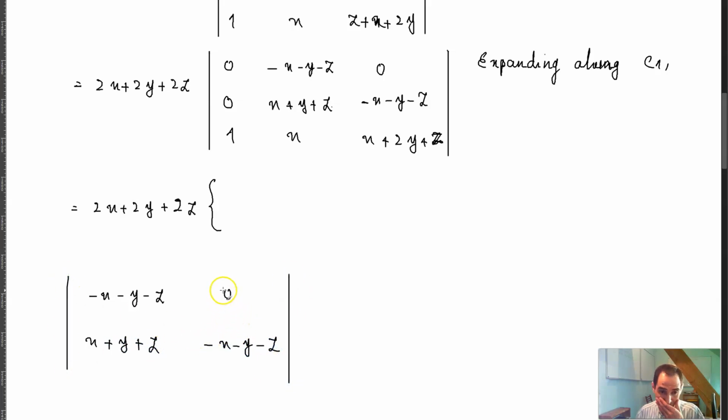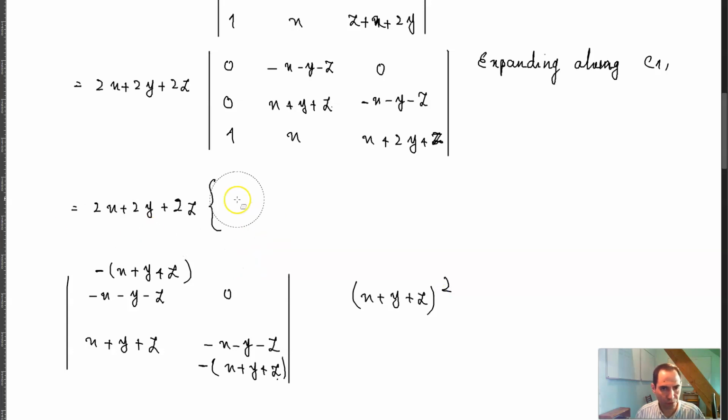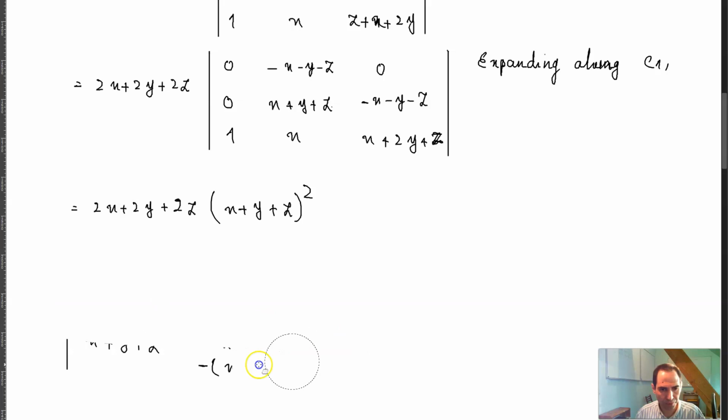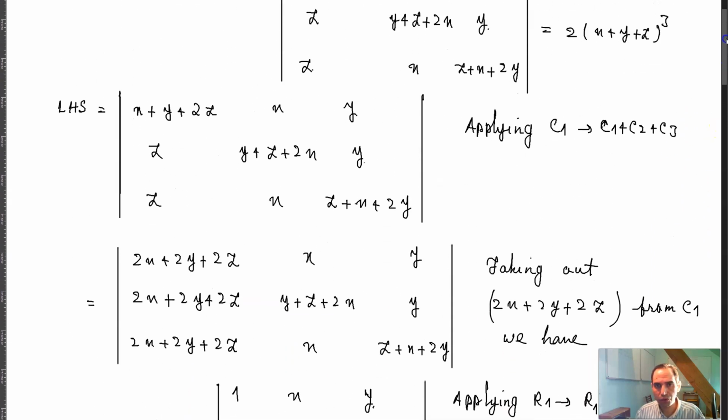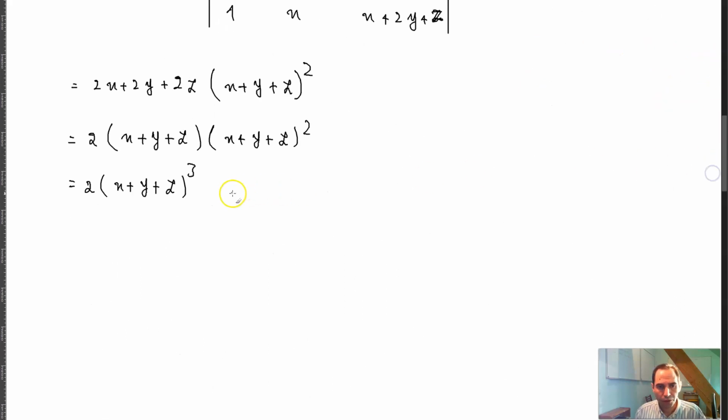And then this becomes basically a 0 when you multiply. You can write this as negative of x plus y plus z. And you can write this as negative of x plus y plus z. When you multiply them together, you'll get positive x plus y plus z whole squared. So this becomes times x plus y plus z whole squared. And if I take a 2 out from these 3 terms, I'll get 2 times x plus y plus z times x plus y plus z whole squared, which is the same thing as 2 times x plus y plus z whole cube, and that is equal to your RHS. That is basically question number 11, part 2.